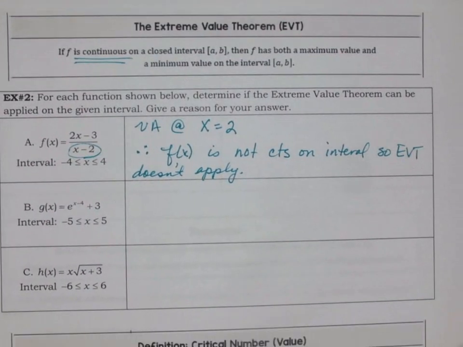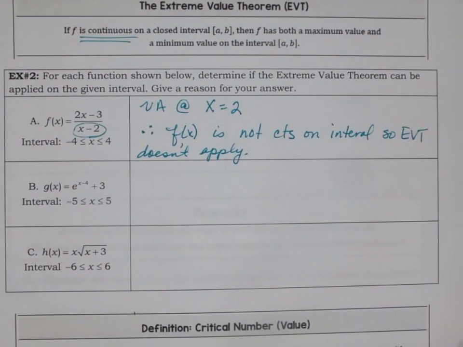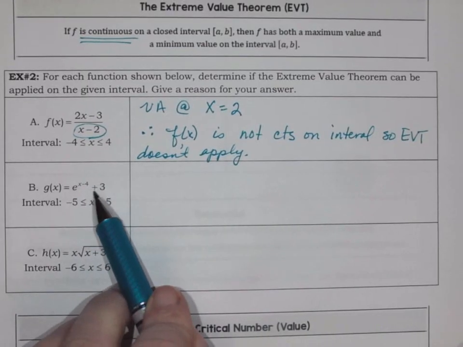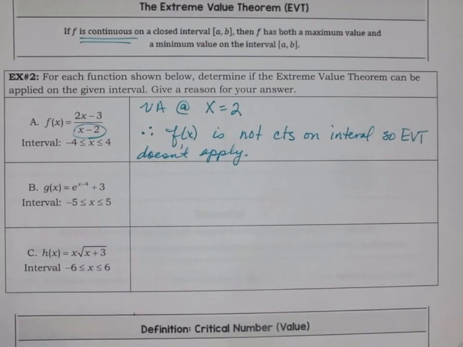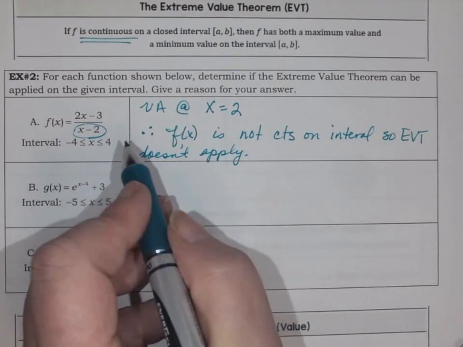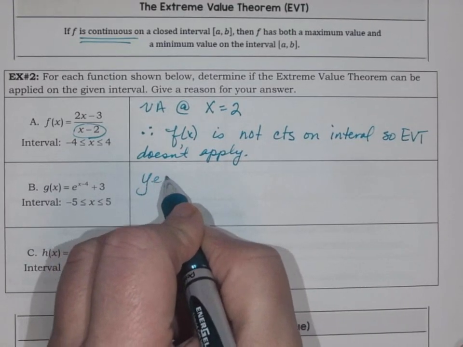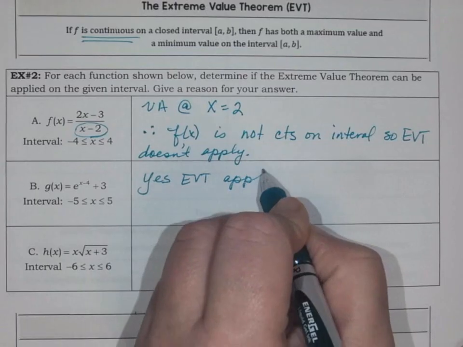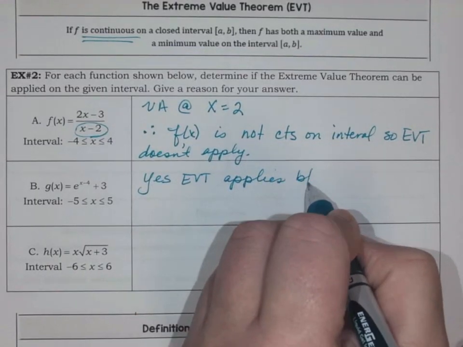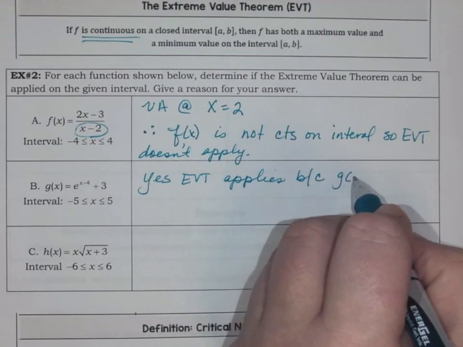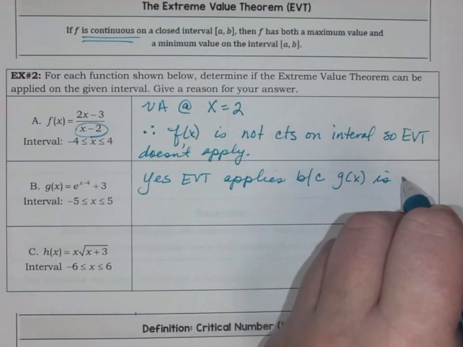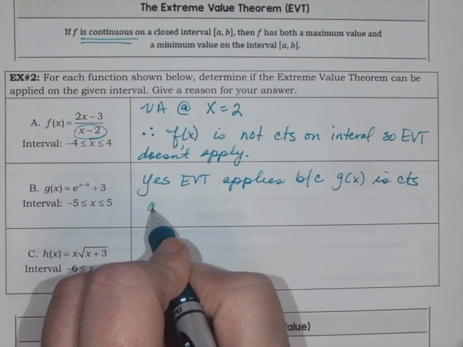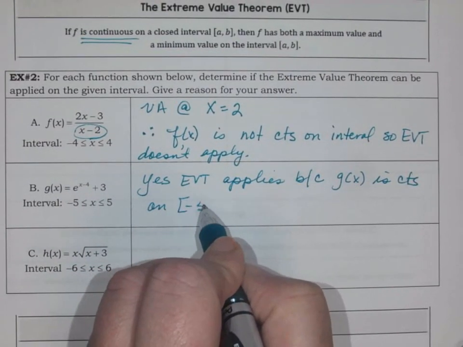Okay. All right, the next one, we have e to the x minus 4 plus 3. Well, that guy's continuous on everything. It's a fully continuous function. So we're going to say yes, EVT applies because g of x is continuous on -5 to 5.